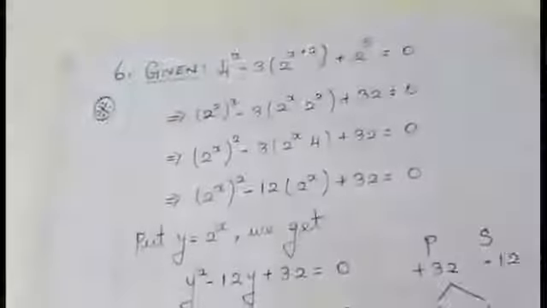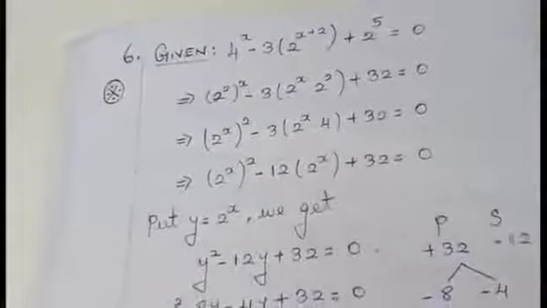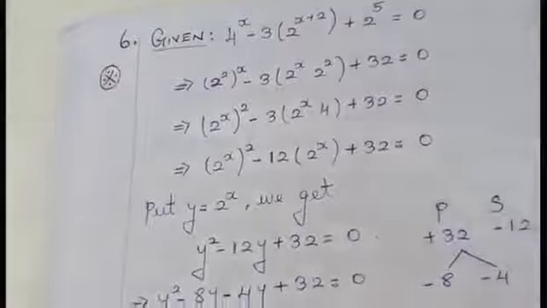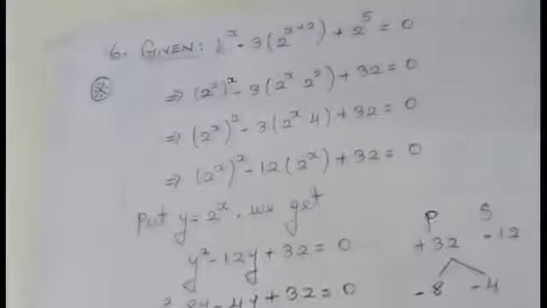Exercise 3.5, sixth sum. We are going to do it now, students. What I am going to do now is, just see here. The question they have asked you in your book is, find all real numbers satisfying 4 to the power x minus 3 into 2 to the power x plus 2, plus 2 to the power 5 equal to 0.